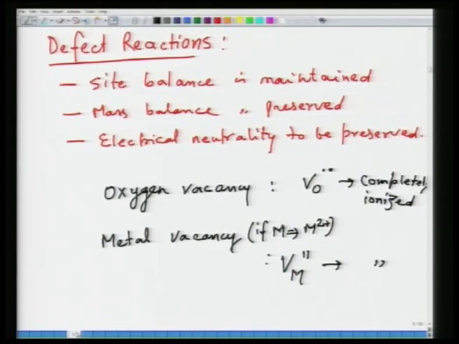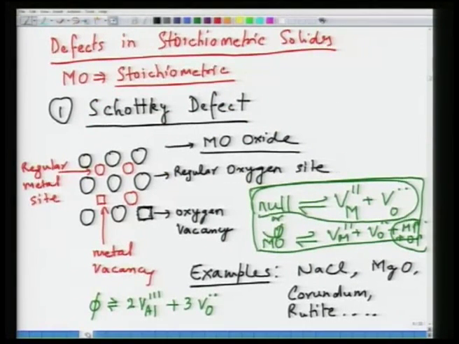And in this case, since we are treating oxides as the main materials in this defect chemistry module, we will treat oxygen vacancy as V_O double dot, assuming that it is completely ionized, and a metal vacancy, if the metal was M2+, then it would be V_M double dash if it was completely ionized. If the valence of the metal is different, then it would be V_M single dash or triple dash or four dash, depending on the valence of the material.